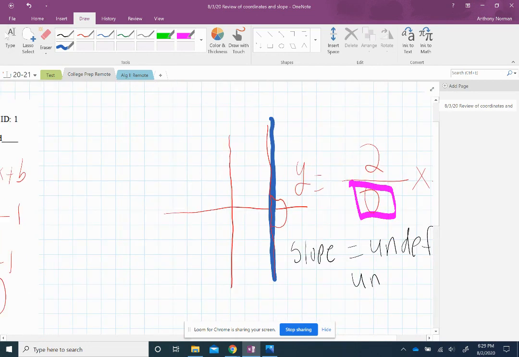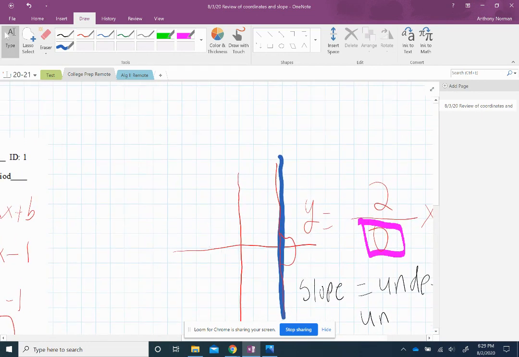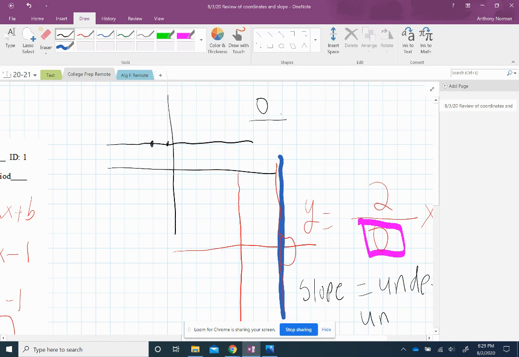We also have a unique scenario when the slope goes sideways, like this. So from here to here, it rises 0 and it runs 1. What is 0 divided by anything? It's 0. So our slope equals 0.